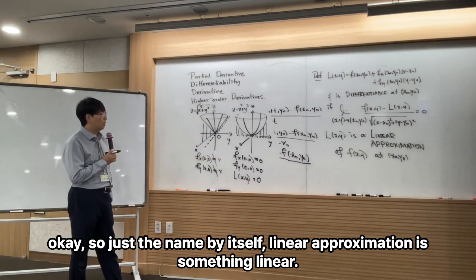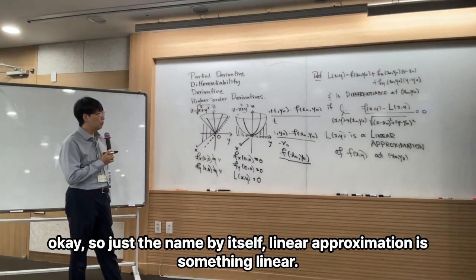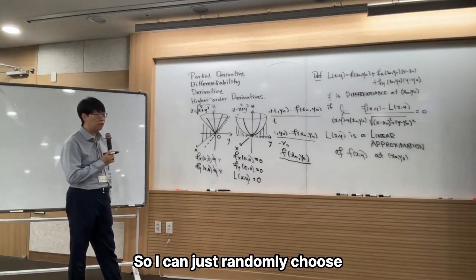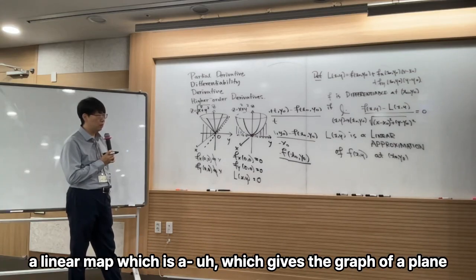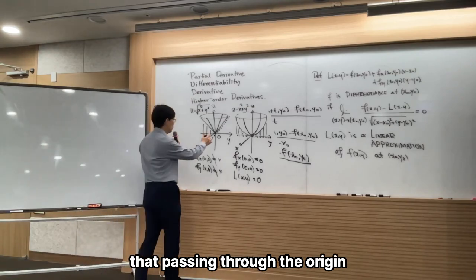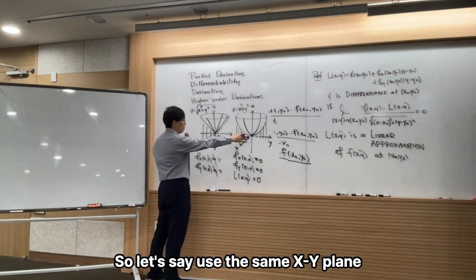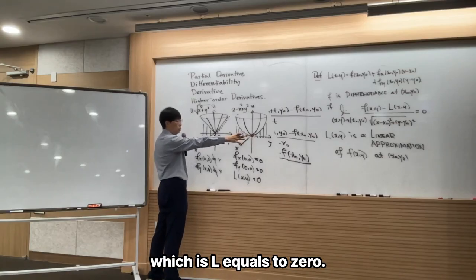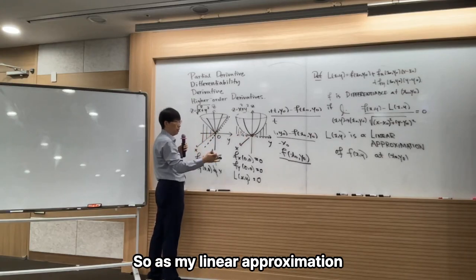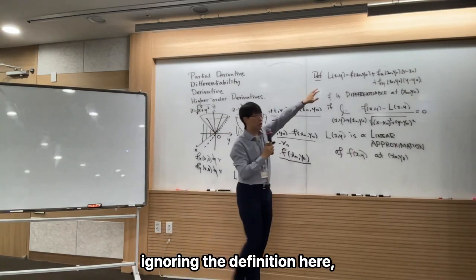But let's say, okay, the name by itself, linear approximation, is something linear, so I can just randomly choose a linear map, which gives the graph of a plane passing through the origin, and then claim that this might be a linear approximation. So let's say I use the same xy plane, which is L equals 0, as my linear approximation, ignoring the definition here.